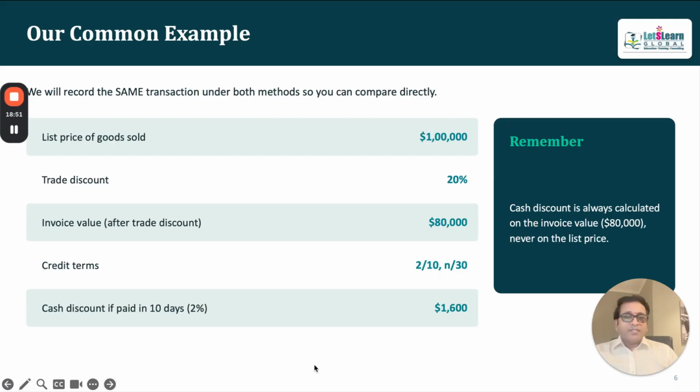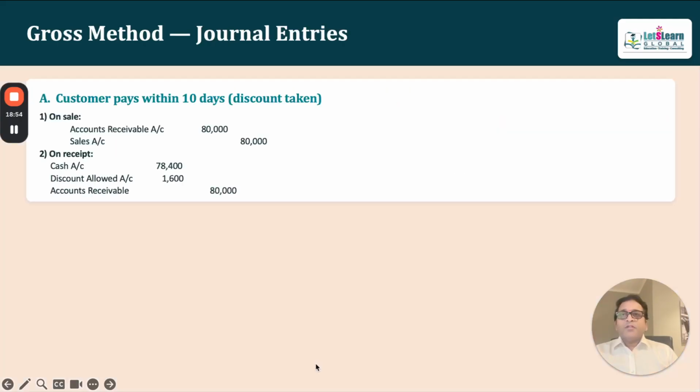80,000 minus 1,600. When we use the gross method, the entry on the date of sale is accounts receivable debit, sales account credit 80,000. So we are not sure whether the customer will avail the discount or not. Therefore, we recorded at the full amount. Now the customer turned up in 10 days' time, so we have to offer him the discount. Cash account debit, discount allowed account credit. Cash account debit 78,400 and we offered him a discount of 1,600. We knocked off his account. This is the gross method.